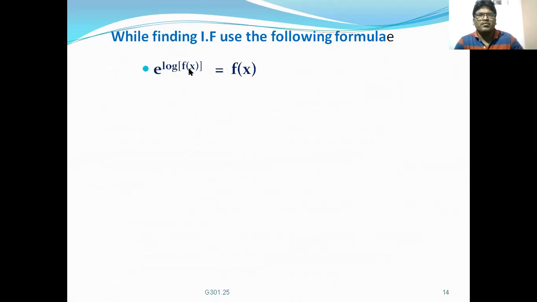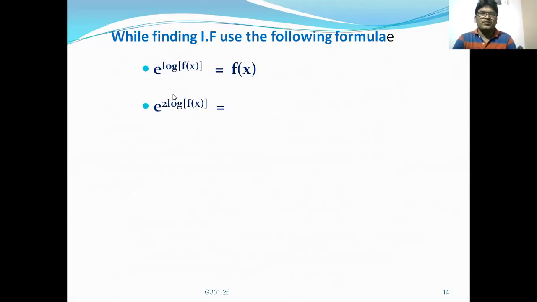e power log of f of x, then we can write f of x. You know already, we discussed logarithmic functions in first year: e power log, with base e, is always 1. So when this expression appears, we write the solution directly as f of x. Next, e power 2 log f of x. Here, m log x is in the form of m log x, so take this 2 as the power on f of x, giving f of x square.